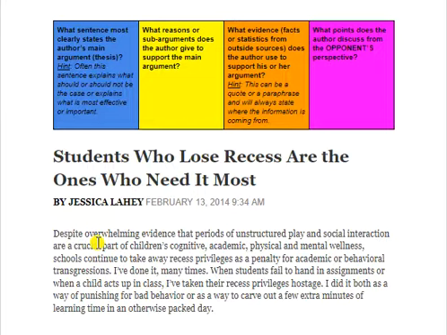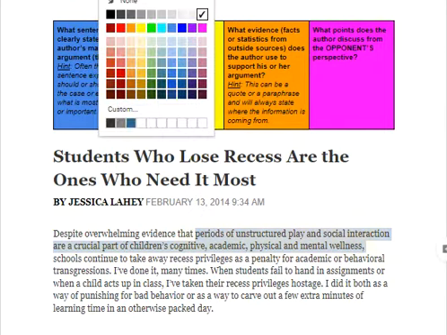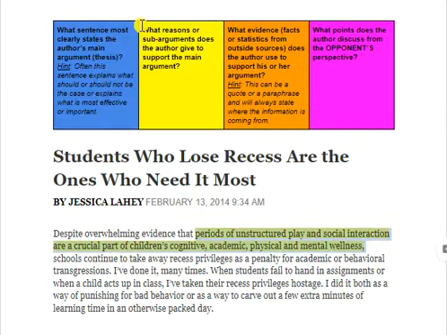So let's start from the top. Despite overwhelming evidence that periods of unstructured play and social interaction are a crucial part of children's cognitive, academic, physical, and mental wellness, okay, all of that right there, that I would call a sub-argument because it supports this thesis statement. These are all reasons why this thesis statement is true. It's true that we shouldn't take it away because of this right here, because that play helps with all of these things here. So use your yellow highlighter to highlight that part right there.